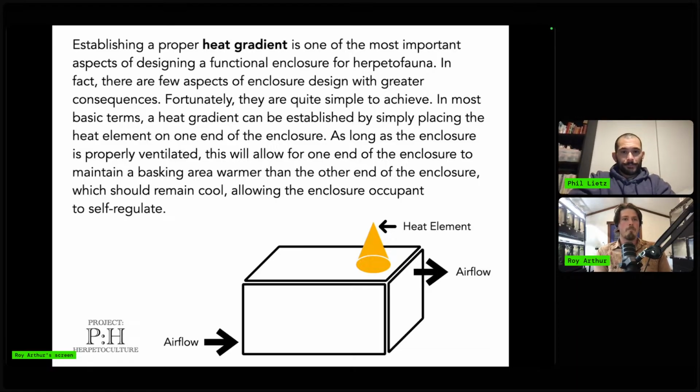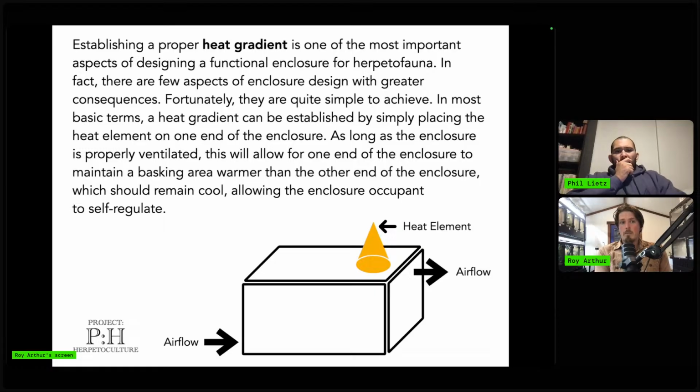Exactly. So maybe the most important one to start with is the heat gradient. Establishing a proper heat gradient is one of the most important aspects of designing a functional enclosure for herpetofauna. In fact, there are few aspects of enclosure design with greater consequences. Fortunately, they are quite simple to achieve.